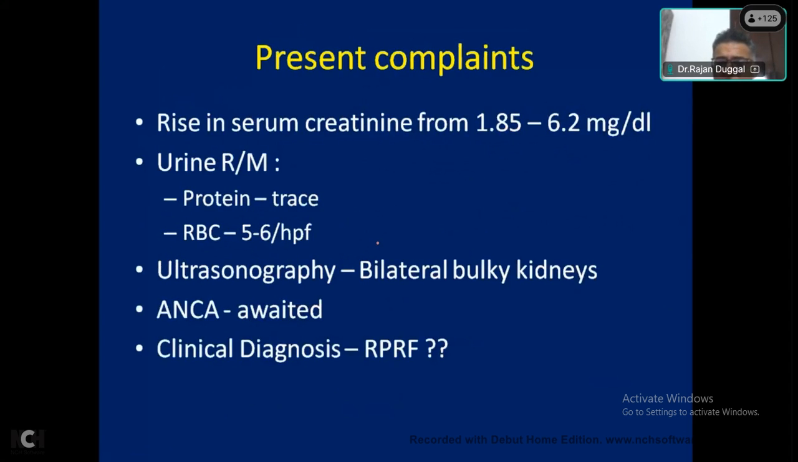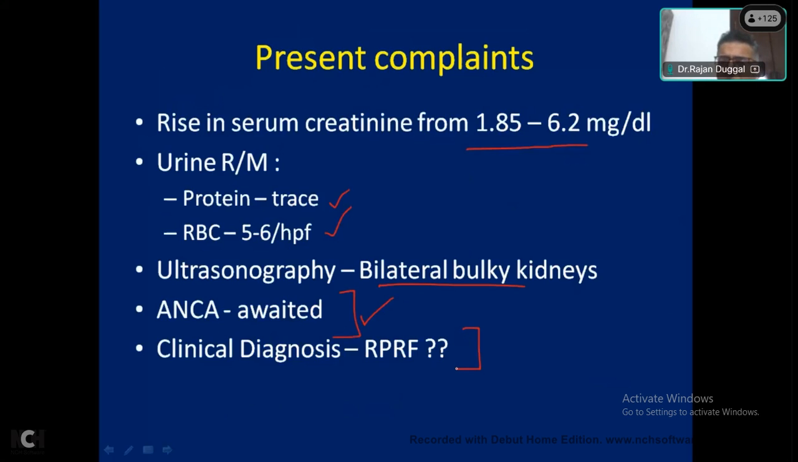Now the present complaint was a rise in serum creatinine from 1.85 to 6.2, and urine routine showed trace protein and 5 to 6 RBCs. Ultrasonography showed bilateral bulky kidneys. ANCA, if you remember my last presentation on the glomerular compartment, is always awaited, and it was awaited in this case also. Since there is a sudden rise in serum creatinine over a span of few days or weeks, from 1.85 to 6.2, the clinical presentation is like RPRF, rapidly progressive renal failure.